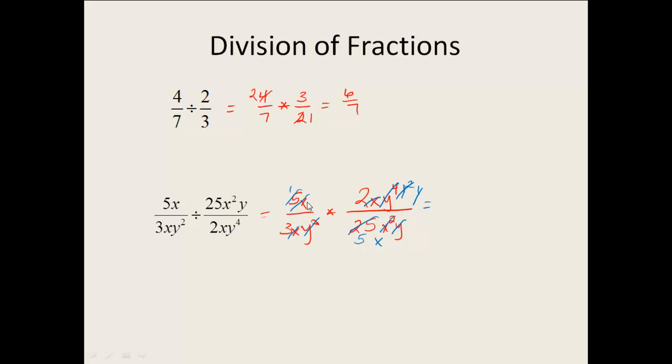Going to rewrite it, so on top all I'm left with is 2y, and on the bottom I have a 3, I have a 5, and I have an x. Simplify that down and I have 2y over 15x for my final answer. And then you always want to double check at this point to make sure you can't reduce something else. So my 2 and my 15 still can't reduce. There aren't any other y's anywhere and there aren't any other x's, so this one would be done.